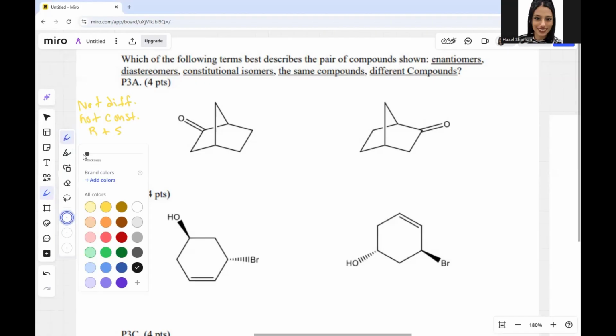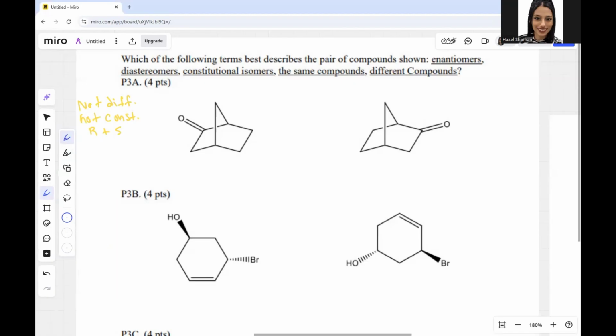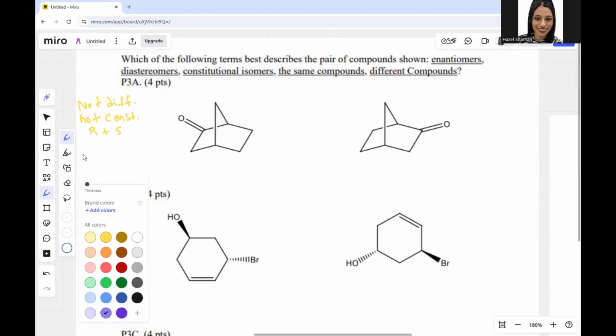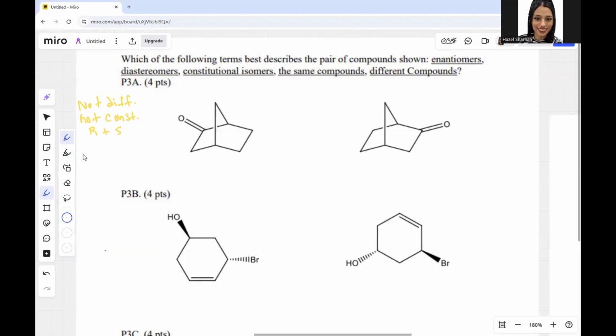And so let's do two different colors for configuration. Let's do a green, and the next one will be a purple. Cool. So let's do green. Let's start. We start at the chiral centers. There are two, since there are two bridgeheads. So we're going to start with the first one here.